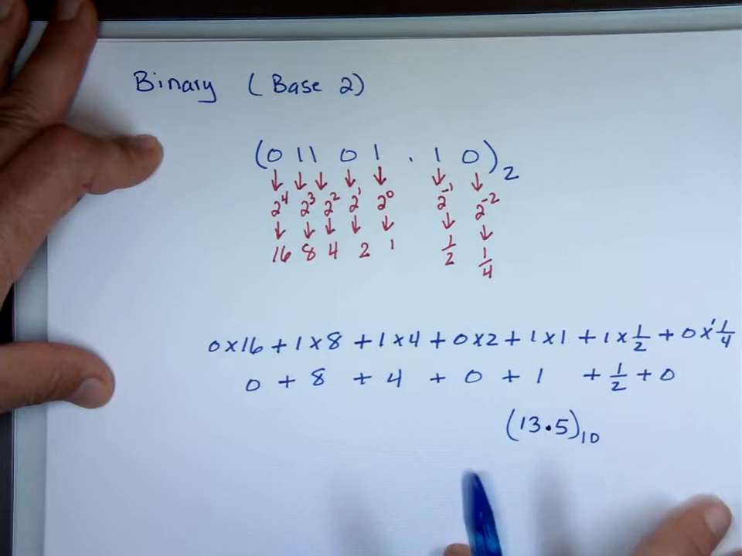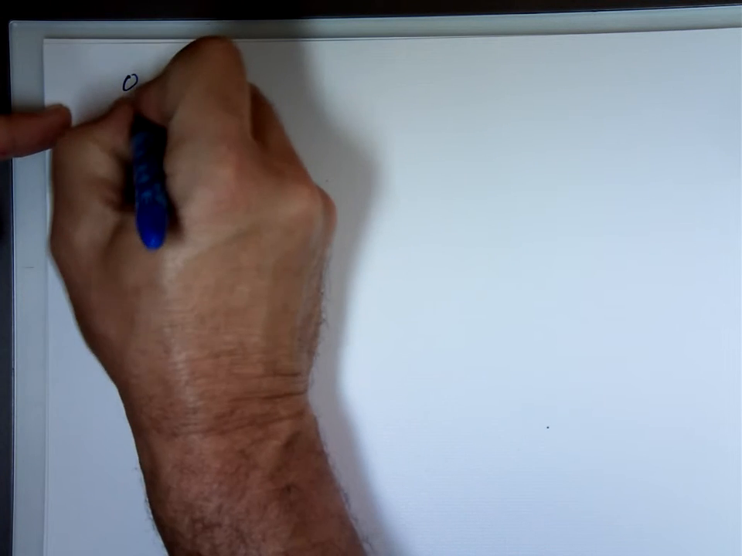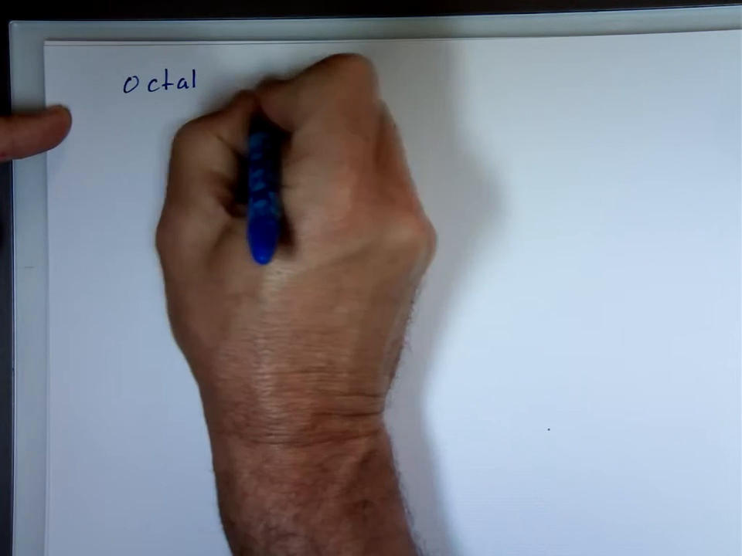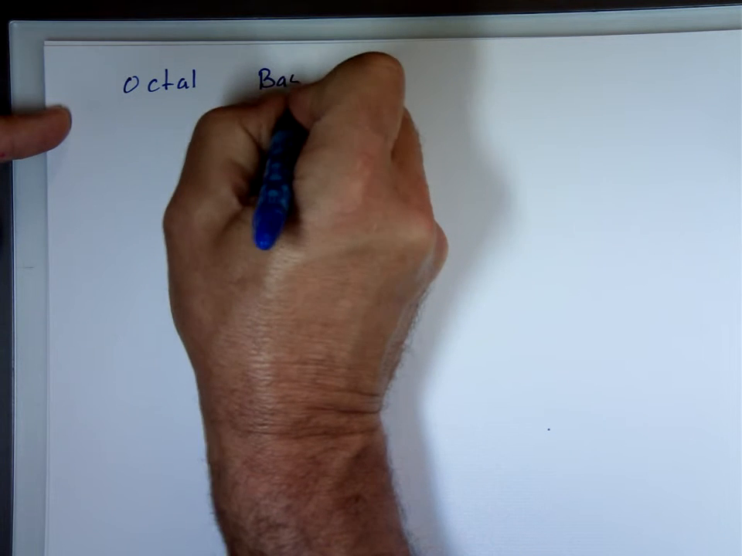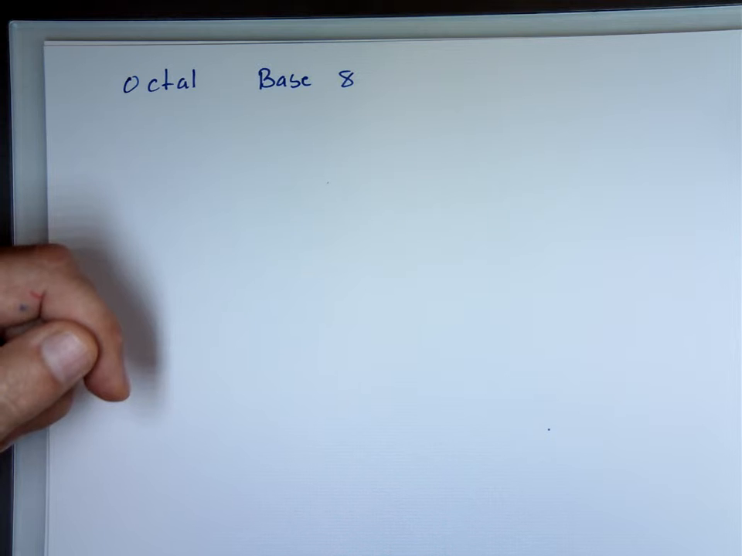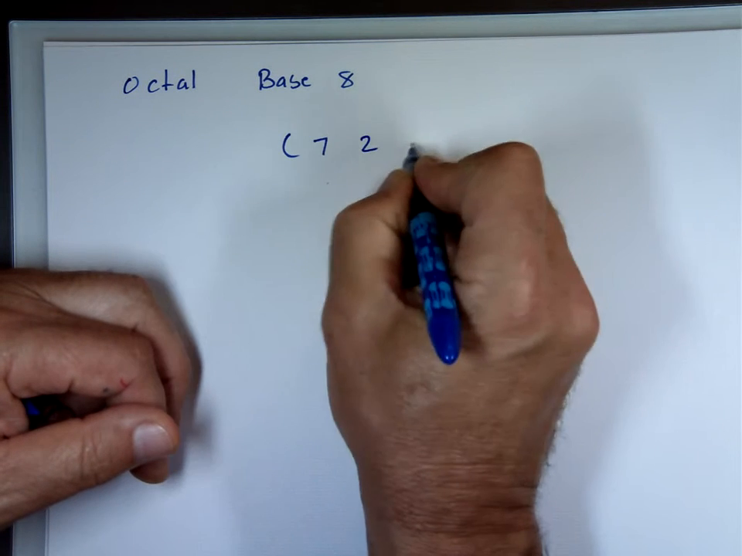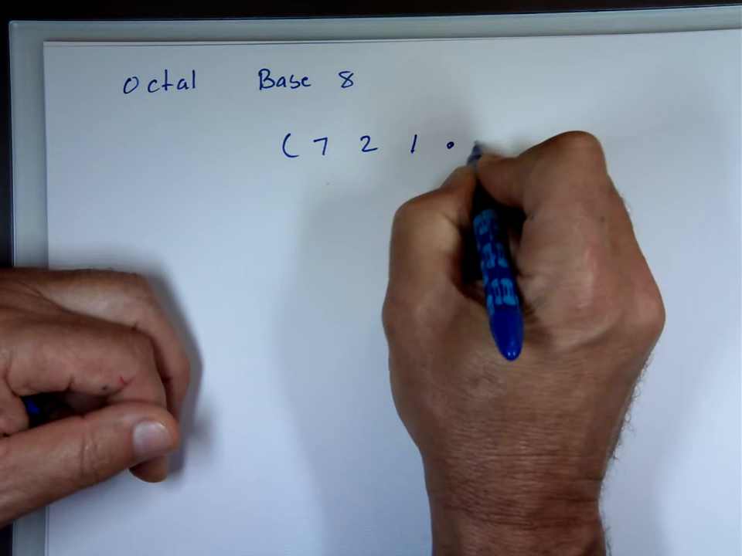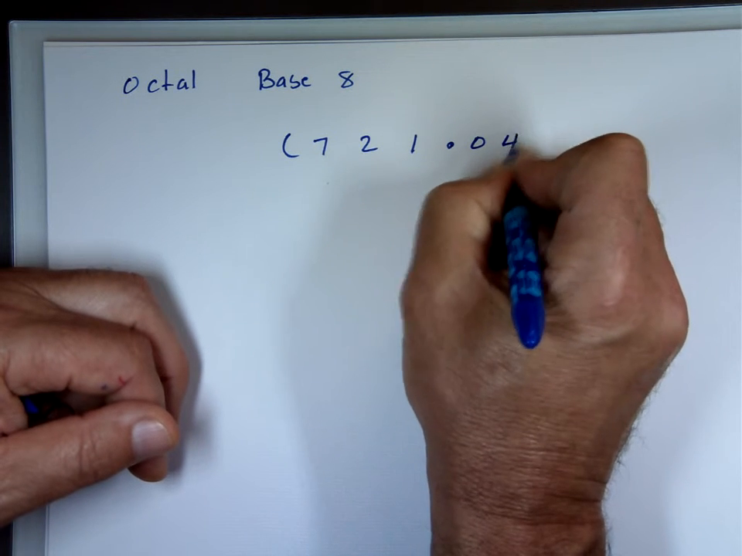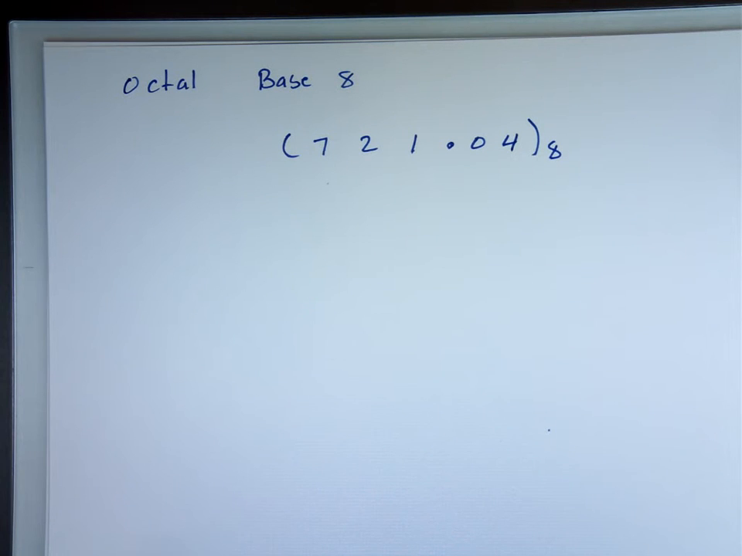So the common ones are really base 2, which is binary, and base 8, which is called octal. And that's base 8, which means the largest digit will be what? 7. So it could be 721.04. That's base 8. And I want to know what is the decimal value of that.